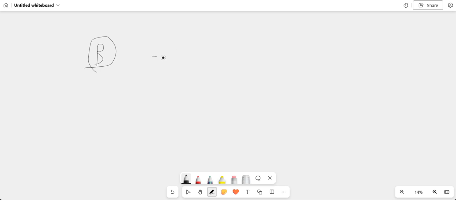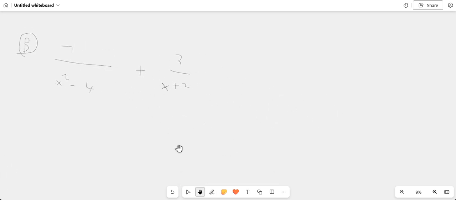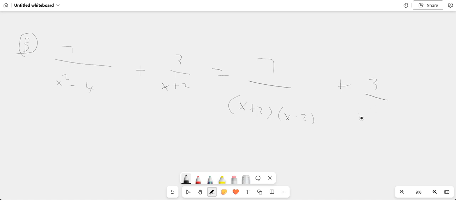So part B is saying 7 over x squared minus 4, plus 3 over x plus 2. And of course, as you can see, the bottom on the left is a difference of squares situation. You've got a squared minus a square number. So therefore it will be 7 over, the square root of x squared is x here, and the square root of 4 is 2. So it will be x plus 2 and x minus 2 here. And obviously it will be plus 3 over x plus 2.